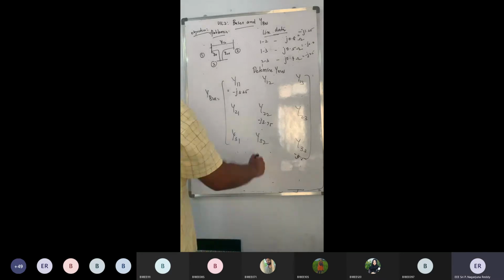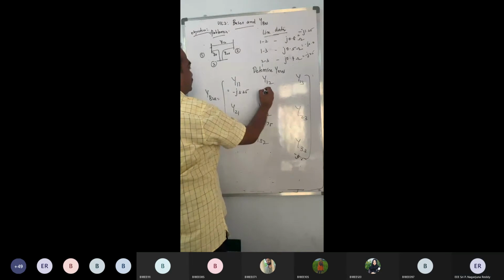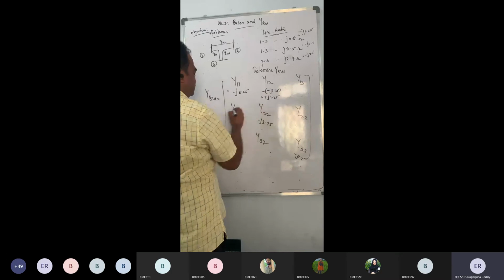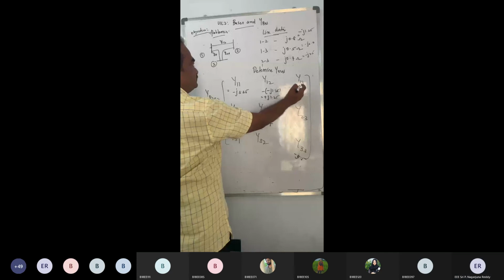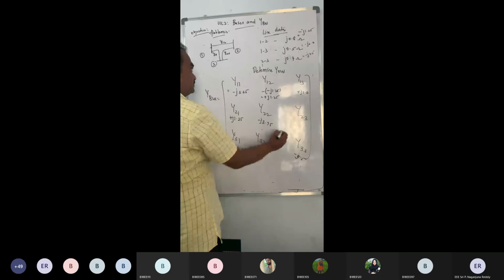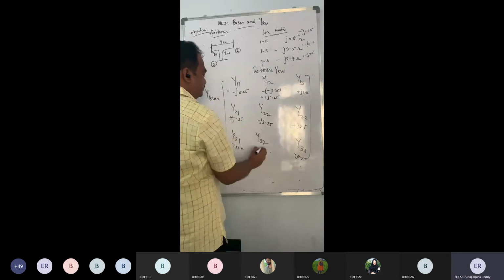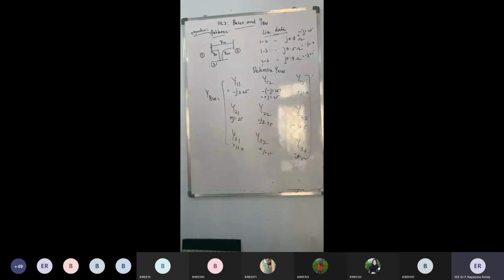So what is Y12 now? Negation of the element which is present between these two. It is minus of minus J 1.25, so it is plus J 1.25. Whatever this is, this will also be the same. Similarly Y13 is plus J 2.0, and similarly this is plus J 2.5. Have you got it now? Shall we move on to the next problem?